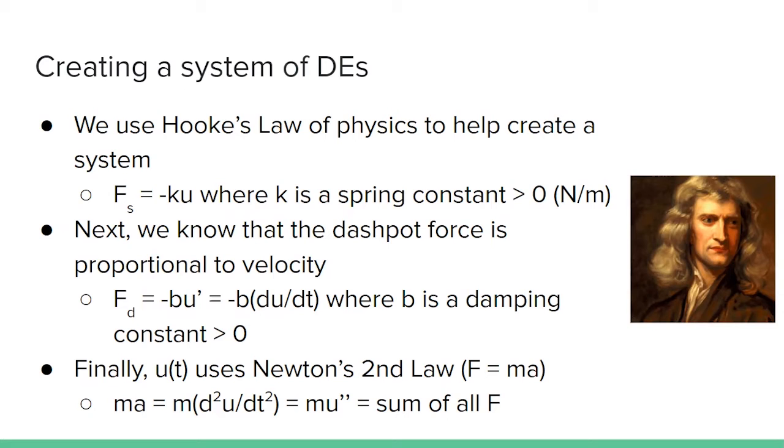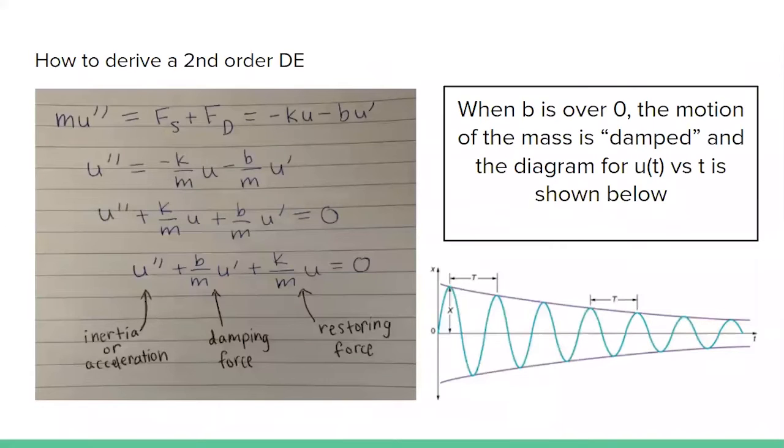From ma, we get m times the second derivative of u, and that's equal to the sum of all forces. So now, in order to derive our second order differential equation, we can simplify: m u prime prime equals the sum of both forces, the spring force and the damping force, which is equal to negative ku minus b u prime. By dividing by m on both sides, we end up getting the equation u prime prime plus b over m u prime plus k over m u equals 0, where u prime prime is the inertia or acceleration, b over m u prime is the damping force, and k over m u is a restoring force.